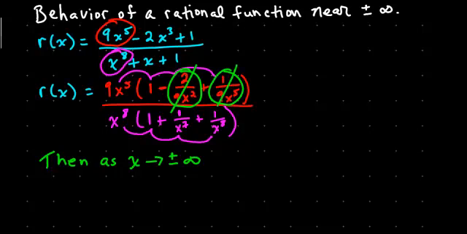Now, on the bottom here, the 1 over x to the seventh. As x gets really, really big, it's going to 0. Here, 1 over x to the eighth. As x gets really, really big, that term is going to 0. So then we can say as x approaches plus or minus infinity, r of x is approximately equal to what's left over.